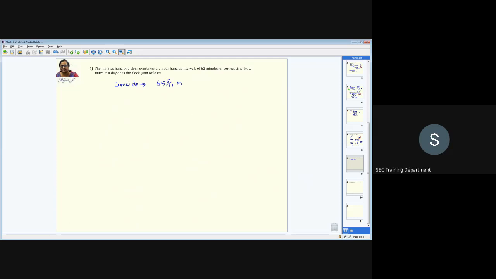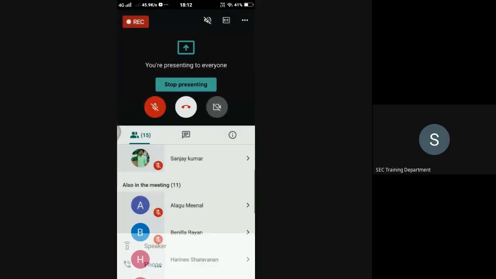So is it gaining or losing? Is it a faster clock or a slower clock? Slow clock. See, when it has to coincide at 65 minutes, when you have two different clocks with you, one is the correct one, one is the wrong one.